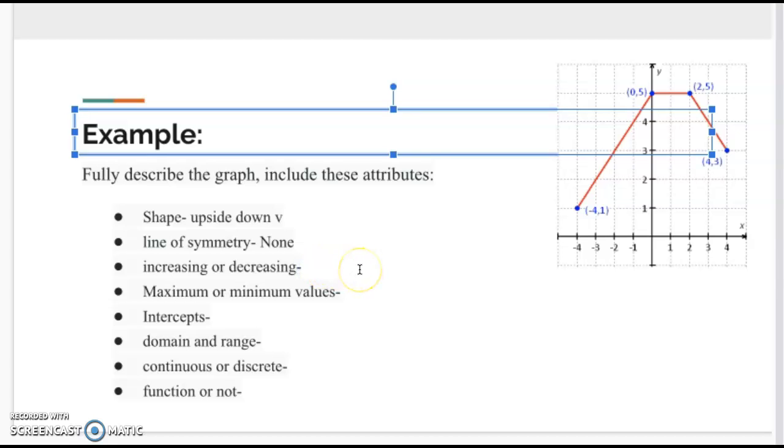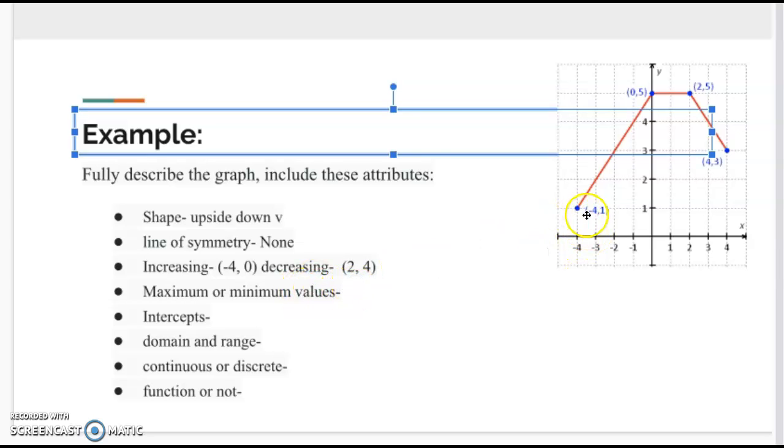Alright, now we're going to talk about increasing and decreasing. Let me go with increasing first. So where is it increasing? If I'm looking at it from left to right, I go to this point, it's increasing from here to here. So it's increasing from -4 all the way up to 0. Now decreasing from 2 to 4.